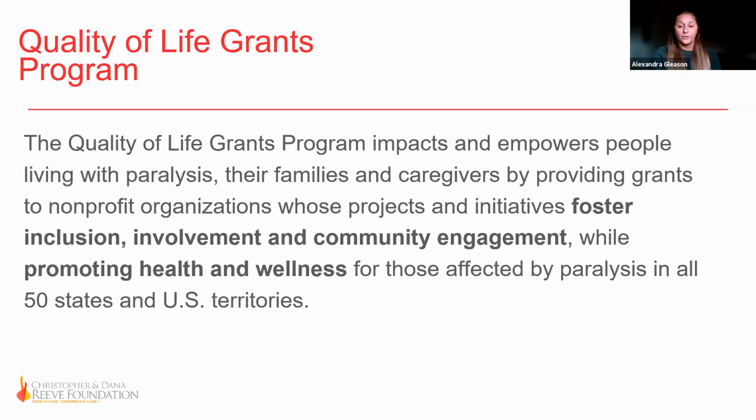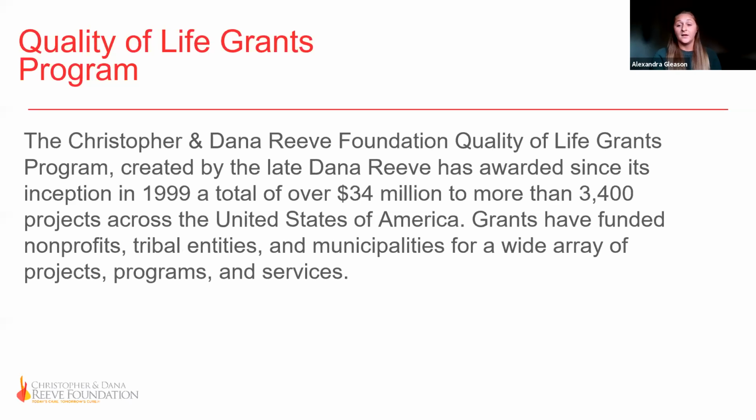The Quality of Life Grants program impacts and empowers people living with paralysis, their families and caregivers by providing grants to nonprofit organizations whose projects and initiatives foster inclusion, involvement, and community engagement while promoting health and wellness for those affected by paralysis in all 50 states and U.S. territories. I want to reiterate again that under our federal cooperative agreement, we cannot make grants to individuals. We cannot provide funding to an organization that will get passed on to individuals. We'll also address this when we talk about gifts to individuals and what those look like.